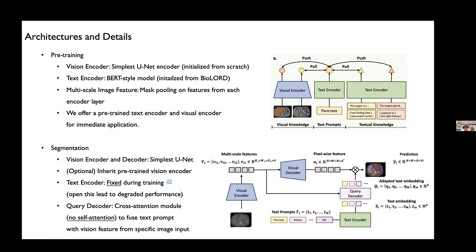We also have a query decoder, which is important in this stage. It's a cross-attention module that fuses the text prompt with the vision feature, because the same organ can look different in different image inputs, so we must adapt the text input to the specific image input. It's also important that we only use cross-attention in this stage and no self-attention, because it may lead to unstable training.